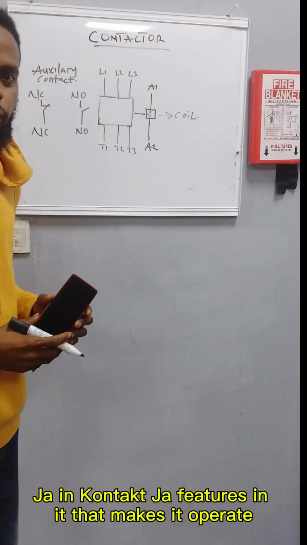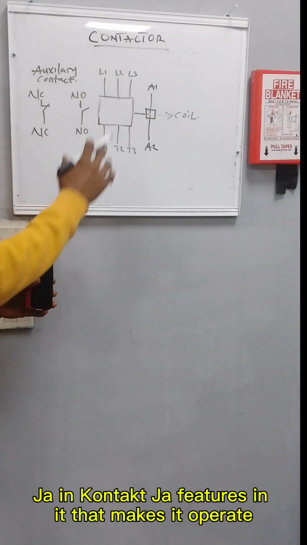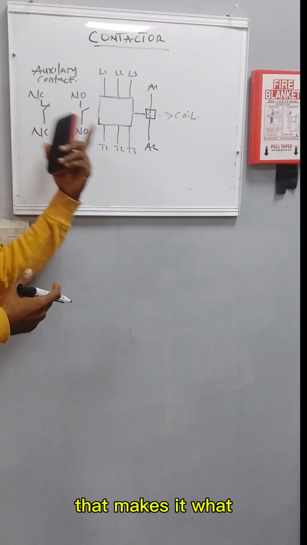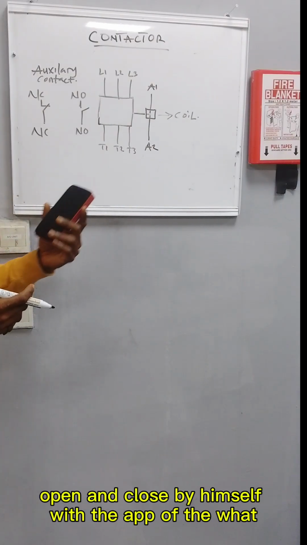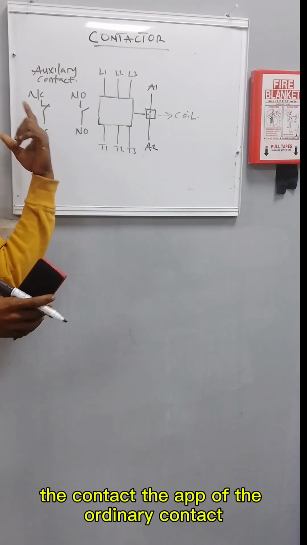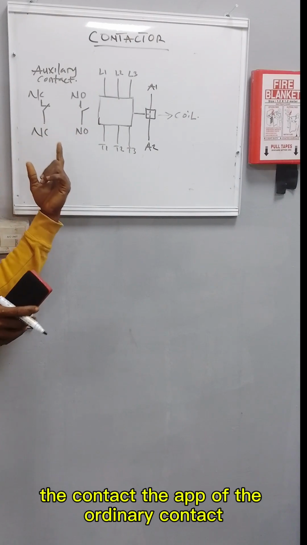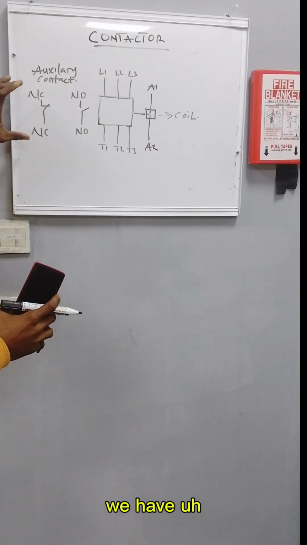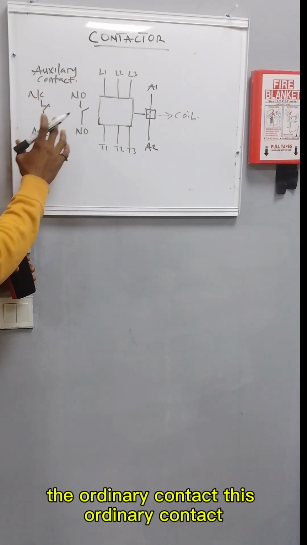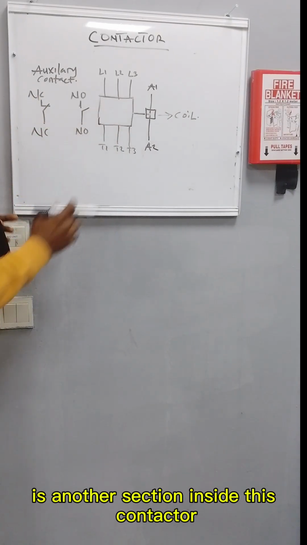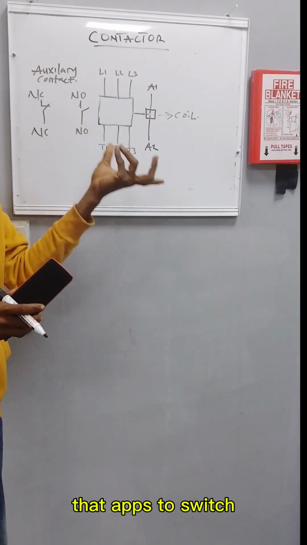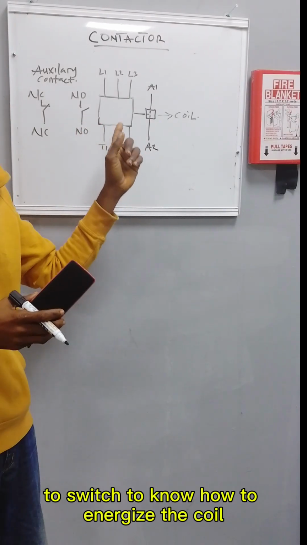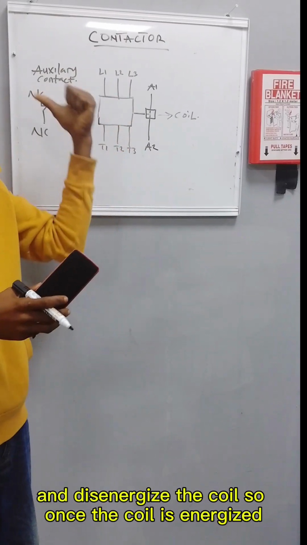In a contactor, we have features that make it open and close by itself with the help of the auxiliary contact and the coil. This auxiliary contact is another section inside the contactor that helps to switch, to energize the coil and de-energize the coil.